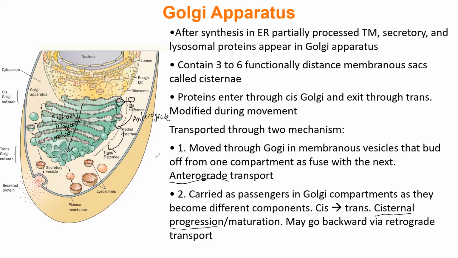And it is possible to go backwards. That's what this arrow is showing. So if you bud off and you go backwards, that's called retrograde. So backwards is retrograde. So these are just different ways you can move in the Golgi. Anterograde, you bud off. Cisternal progression, you just hang on for the ride until you get off. And then retrograde is if you need to go in reverse.